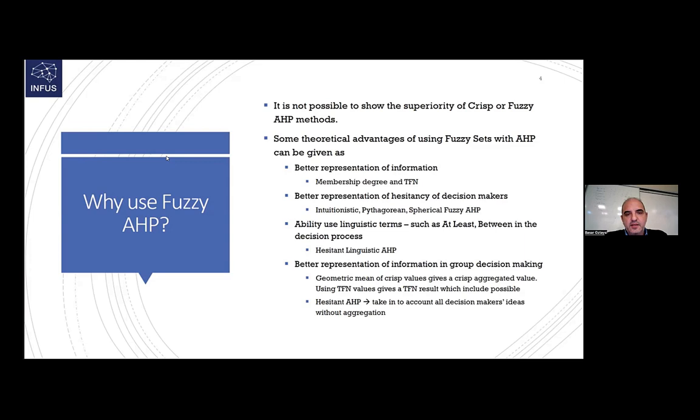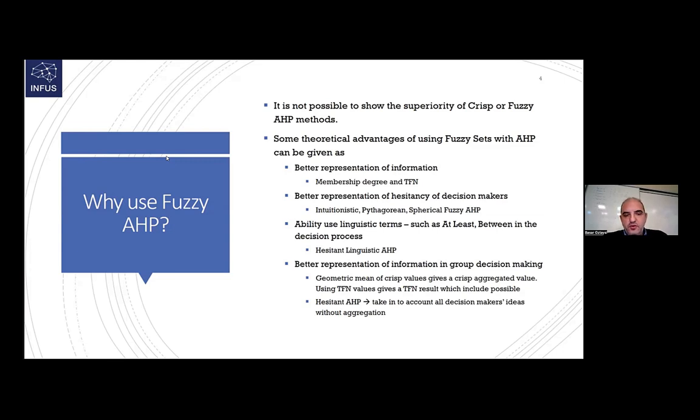And with the extensions of fuzzy sets, like intuitionistic fuzzy set, Pythagorean fuzzy set, spherical fuzzy sets, and all others, they also represent hesitancy in decision makers' minds in a better way. So we can say they are handling hesitancy or vagueness in decision-making problems in other ways.